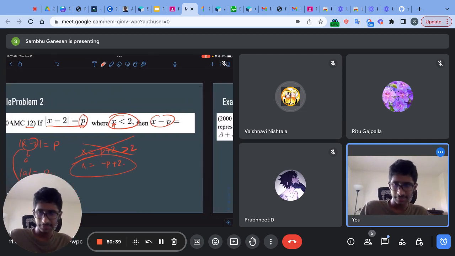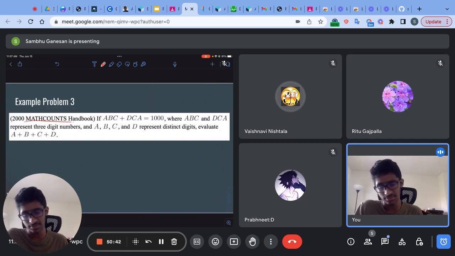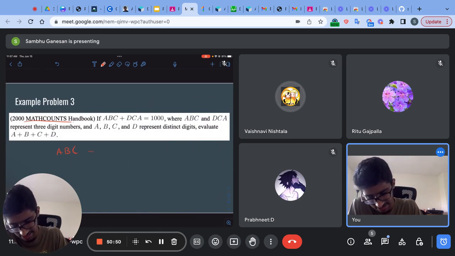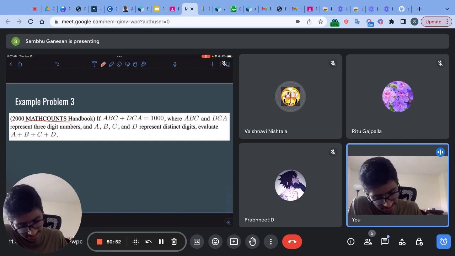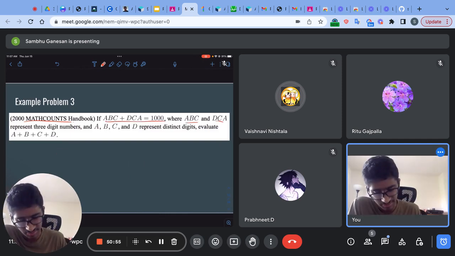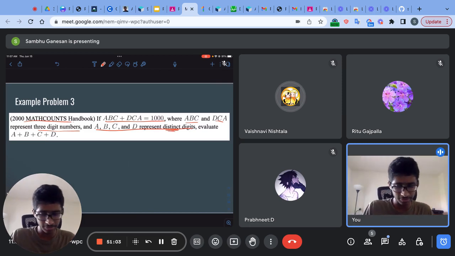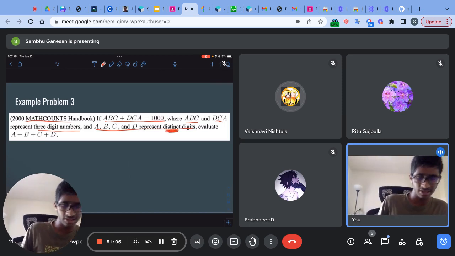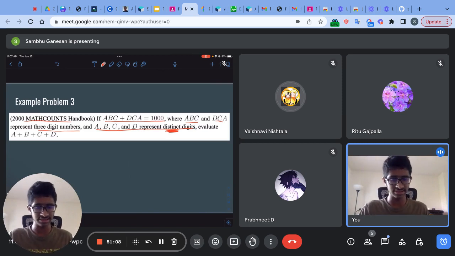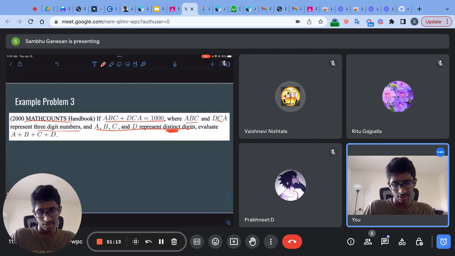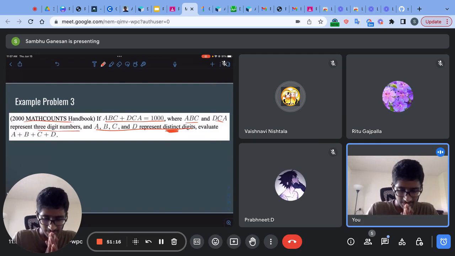So yeah, let's look at example 3 now. So this is a MATHCOUNTS problem. So they give ABC plus DCA equals 1,000, and they say A, B, C, and D represent digits. And they also say they are distinct values. So this is also a keyword that many contests use to trick people. Always when you see distinct, it means they're all different. So just always underline that, because I've fallen into many traps of not reading that distinct and getting the problem wrong. So how do we go about solving this problem?